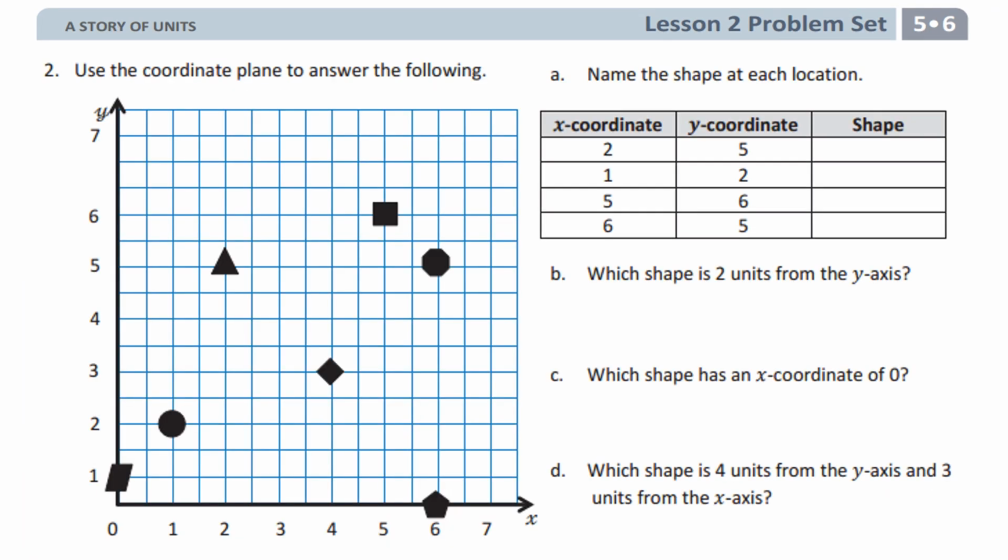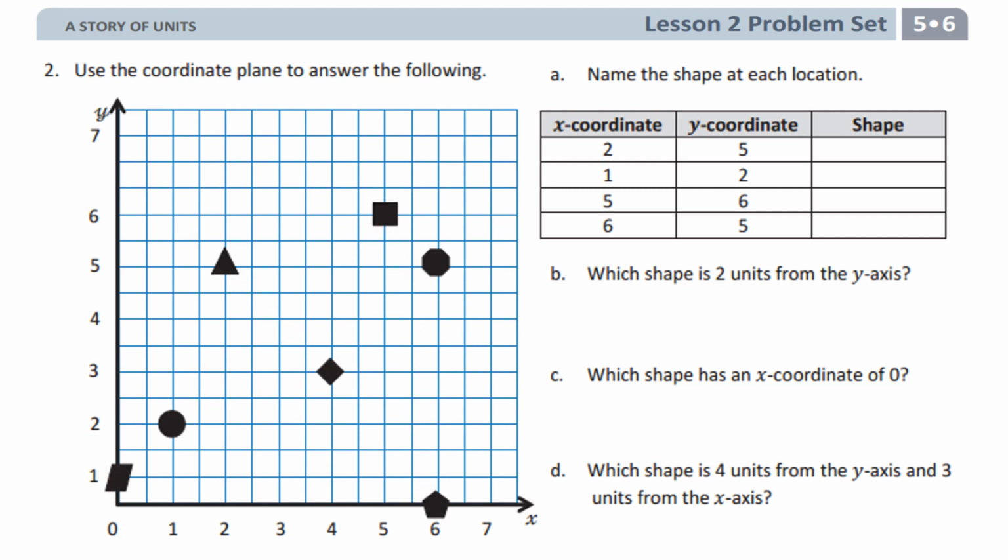Number 2. Use the coordinate plane to answer the following. A, name the shape at each location. So in this problem, there are a few things that are happening. You notice that there's a coordinate plane here, and you notice that my x-axis is right here horizontally, and my y-axis is right here vertically. And on that coordinate plane are different shapes.